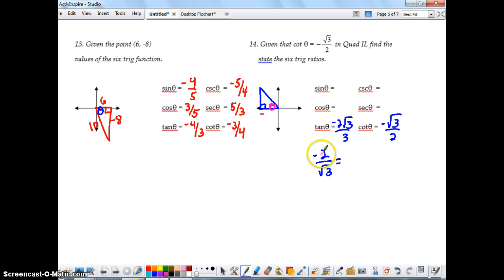So the opposite is -2. The adjacent is the √3. So this is the 2, this is the √3, but again, that negative really is on this √3. Remember, the negative doesn't matter if it's on top or bottom there. So it's going to be the 2 over the -√3.